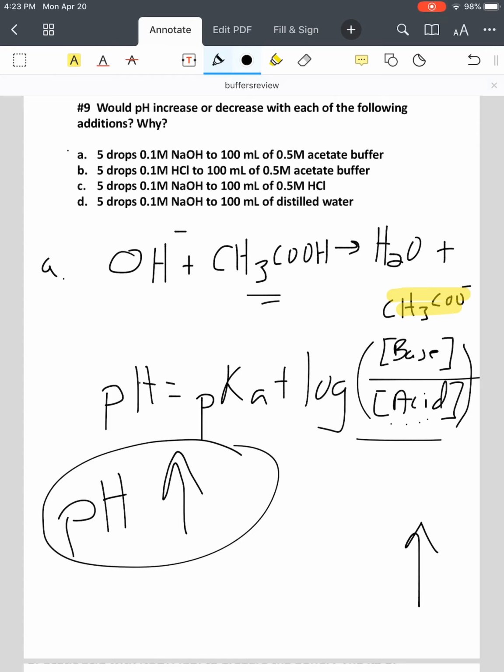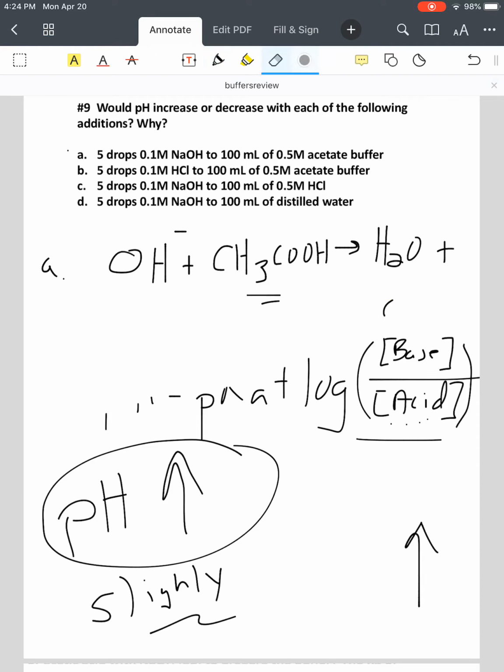So when we add these 5 drops of a strong base, the pH will go up some. Now let's talk just briefly about the magnitude of the pH change. Is it going to change a lot, or is it going to change a little bit? Well, since we have not overcome the buffering capacity of the system, the pH will change, but it's only going to be a slight change. Not going to change a lot, and that's because the system is still buffered, okay?